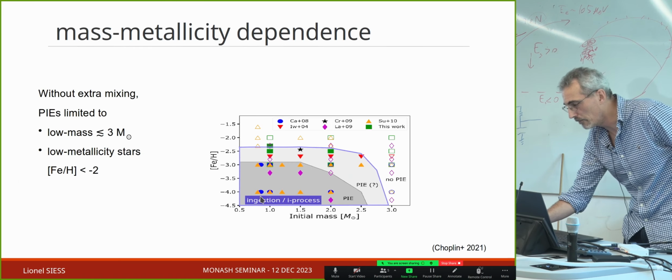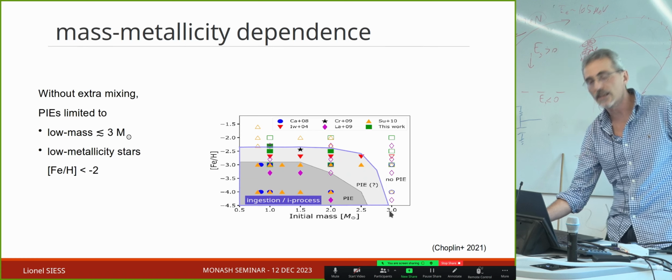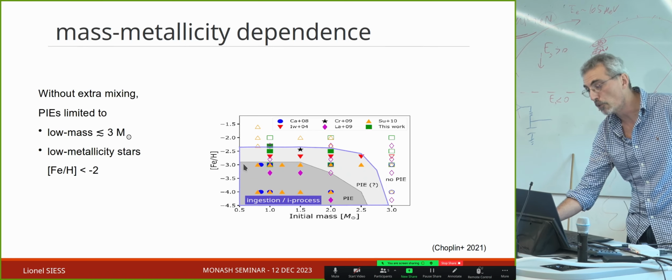very low metallicity stars. And what we see is that it's limited to low mass stars, typically less than 3 solar masses, and very low metallicity.